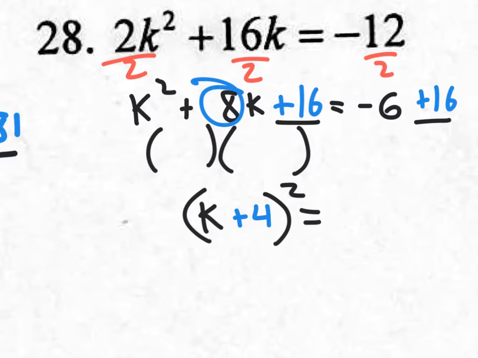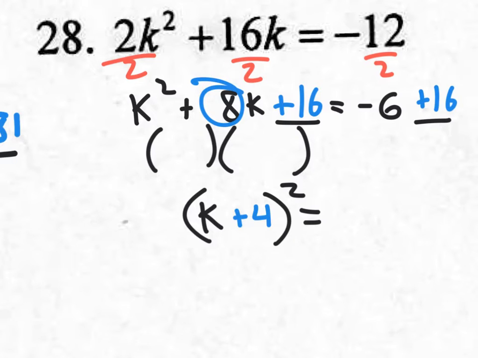Okay? Now, just for fun, what if, instead of a plus 8, it would have been a minus 12? What would be right here? Minus 6. If this would have been a plus 20, what would be right here? Plus 10. If this would be a minus 2, what would be right here? Minus 1. Right? It's always going to be half of b. When you have parentheses squared, the number inside with your variable will always be half of b. Okay? So on the right side, we have -6 plus 16.